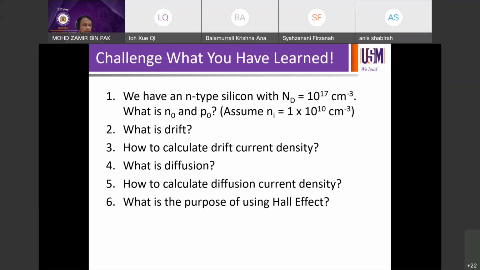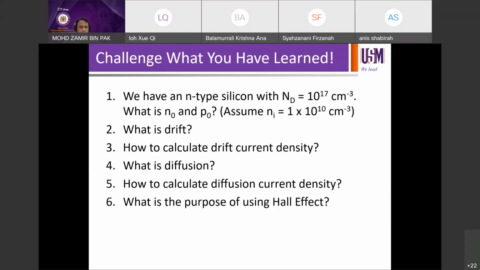So next, what is diffusion? Diffusion is movement of carriers, electrical charges due to concentration gradient, right? Good. So how do we then calculate diffusion current density? The concept is the same, just like what I mentioned now. It will be the summation of both, depending on the concentration, of course.